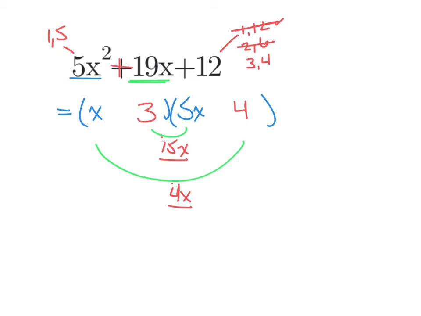We're trying to get a plus 19. So that means we would need a positive 15 and a positive 4. That would make it 19. So there is our solution: x plus 3 times 5x plus 4.